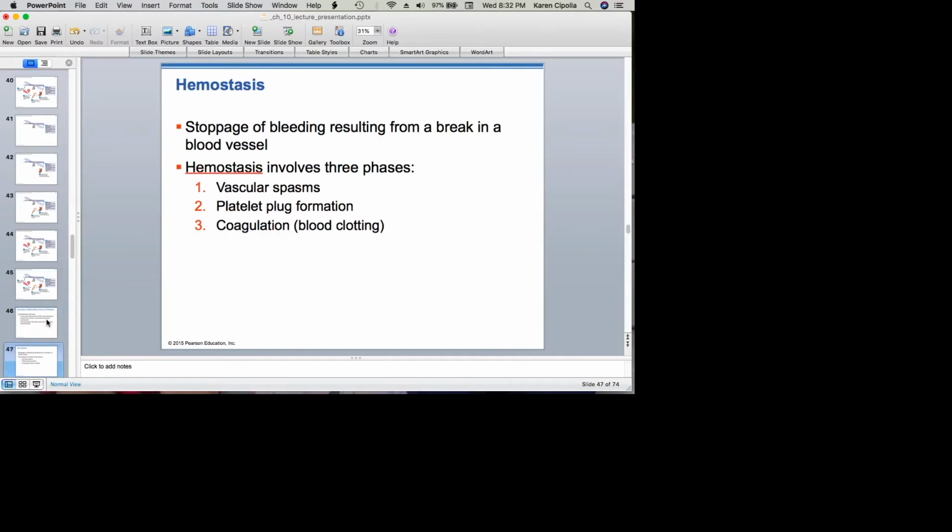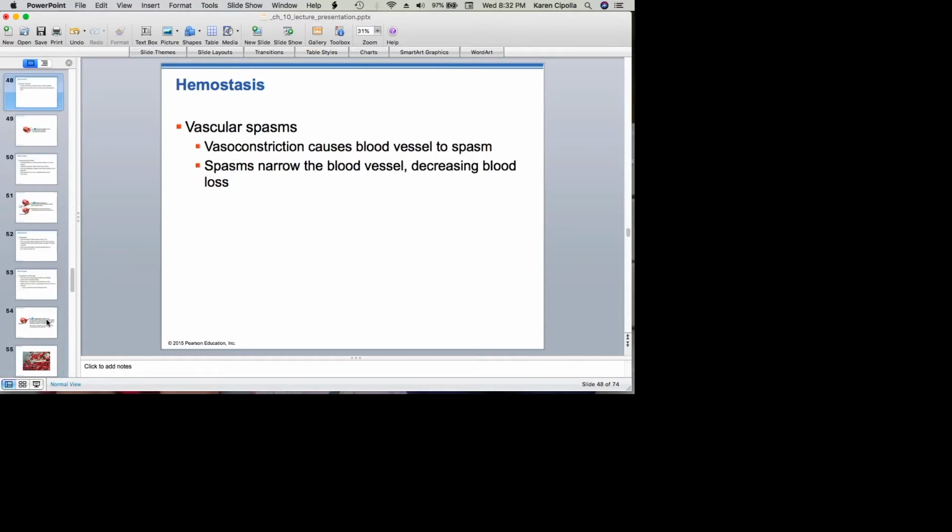Let's look at hemostasis. Platelets, you need a lot of them. They are by far the largest formed element in your blood, and that is because you need them for hemostasis. Hemostasis is your blood clotting. There's 3 phases to it. You've got your vascular spasms, your platelet plug, and your coagulation, which is the actual blood clotting part of it.